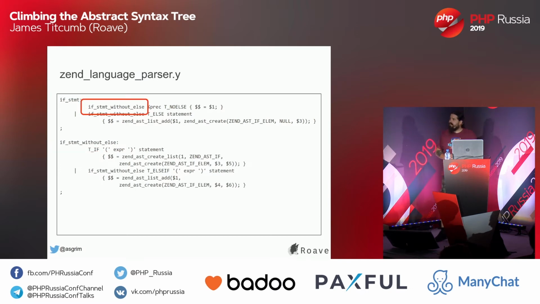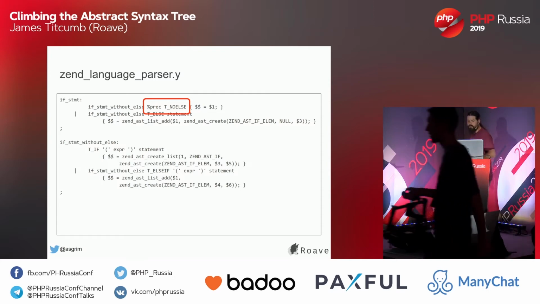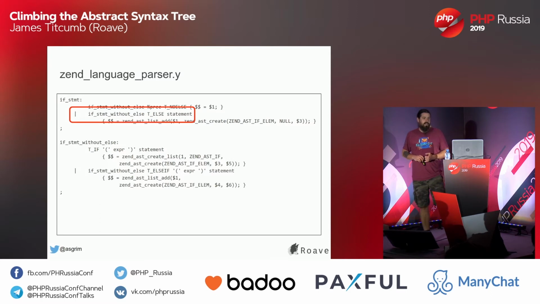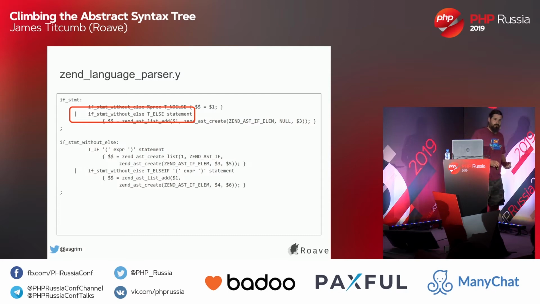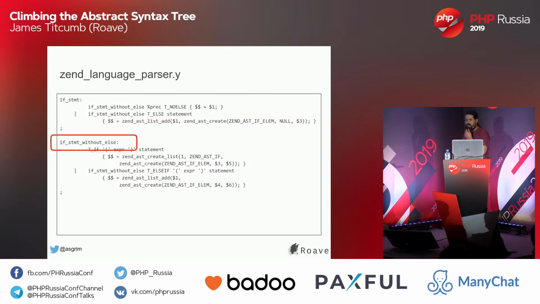So what this says is I will match an if statement if I encounter an if statement without any else. And we have some precedence operator there to say that the operator is left associative, if that's interesting for anyone. Or we match an if statement without else, followed by an else token, followed by a statement. Okay? But to understand what an if statement without else is, we need to look at its definition. So you can see there's a bit of recursive descending down going on here.